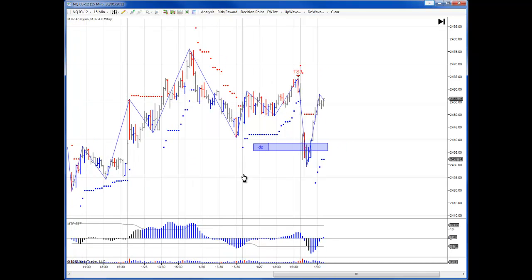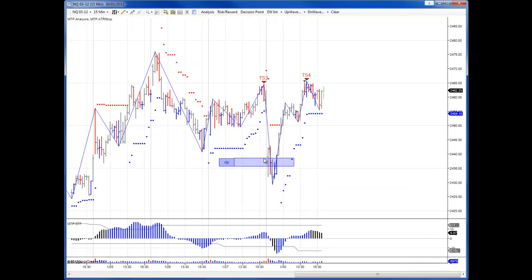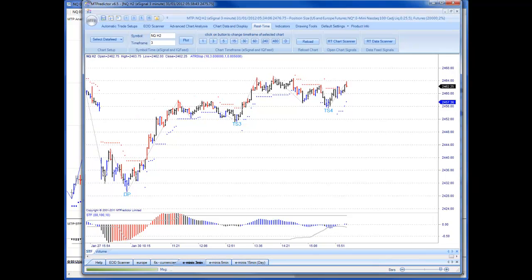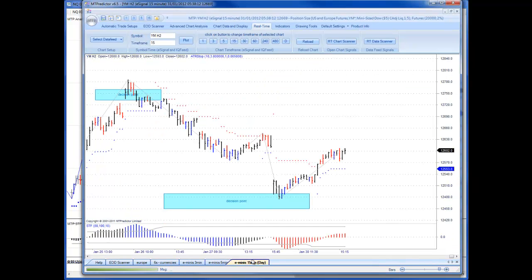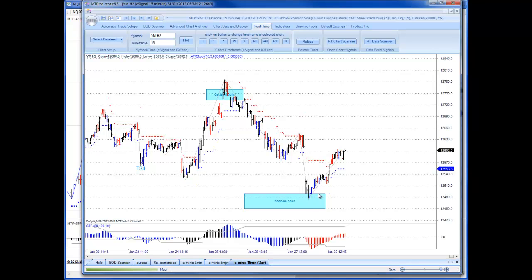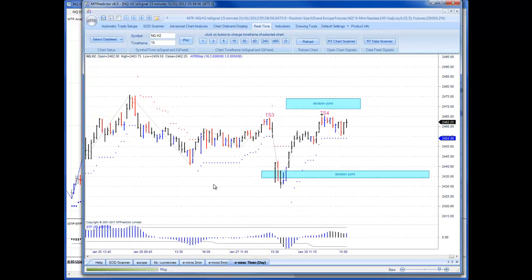If I scroll forward, you can see how the market came down, messed around a little bit before reversing back up again, but it was basically at DP support. If I bring MTPredictor 6.5 into the video, just very quickly I want to go through all the 15-minute charts and show how on the YM we had the 15-minute support that nailed the very low of the day yesterday. On the NQ, this is the NQ.